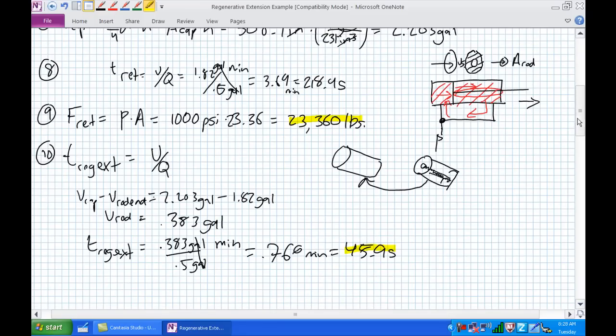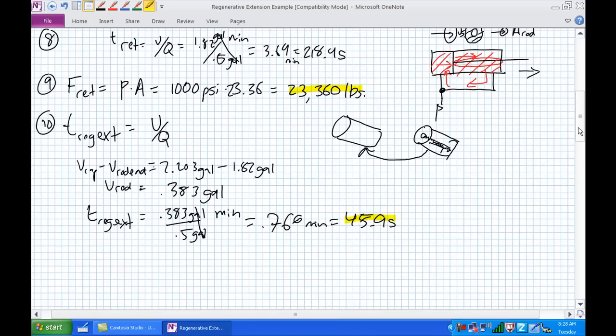Now there is a trade-off here. We can't get something for nothing. What is the trade-off? Number 11 here is, what is the force for extension in regenerative mode? Because again, we've already figured out that yes, there's 1,000 psi acting on this side, but there is also 1,000 psi acting on that side. So there's a force imbalance. Equal pressures, force imbalance.